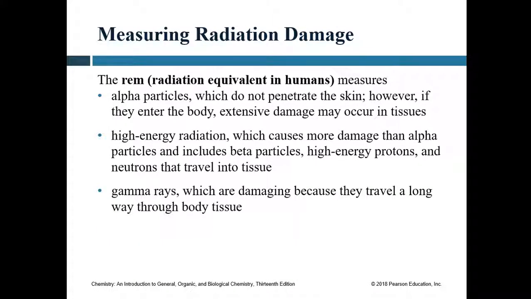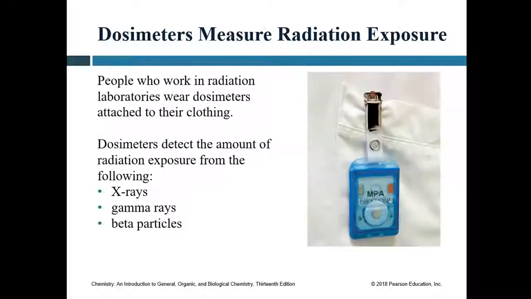So the REM measures the alpha particles, which don't penetrate the skin, but you know what, if you breathe them in, it's going to cause extensive damage. It also measures high energy radiation, which causes more damage than alpha particles, and this high energy includes beta particles, high energy protons, and neutrons that travel into tissue. It also measures gamma rays, which are damaging because they travel a long way through the body tissue.